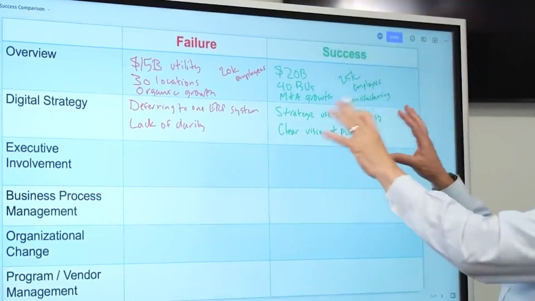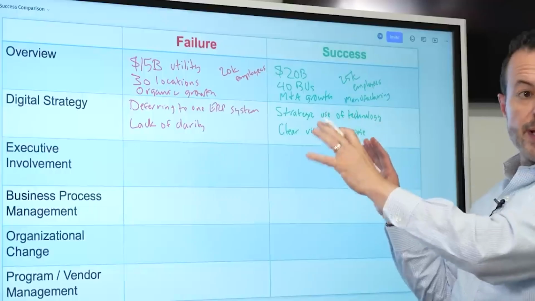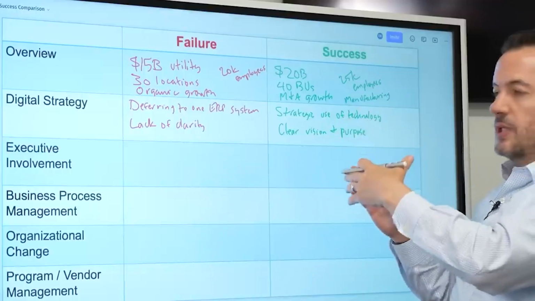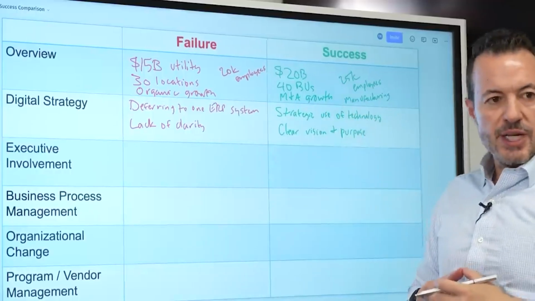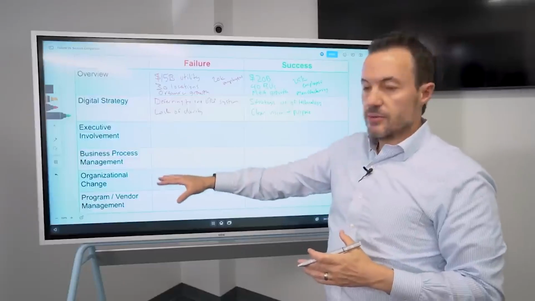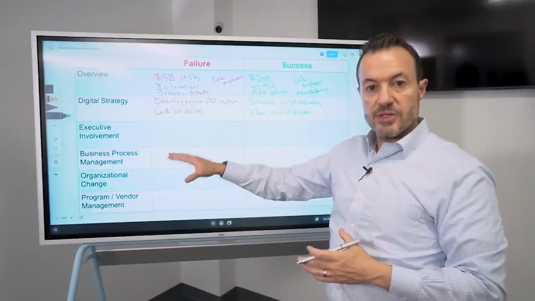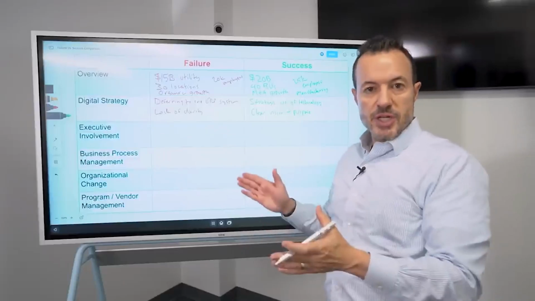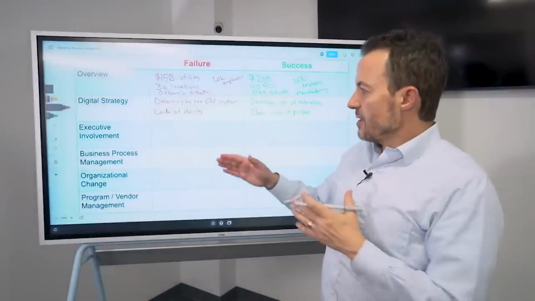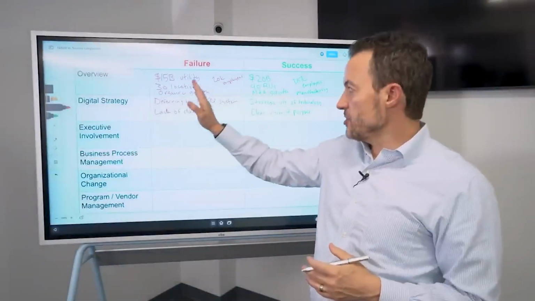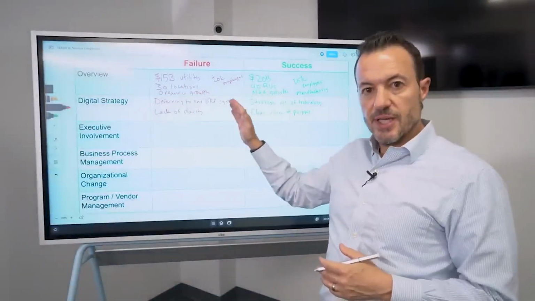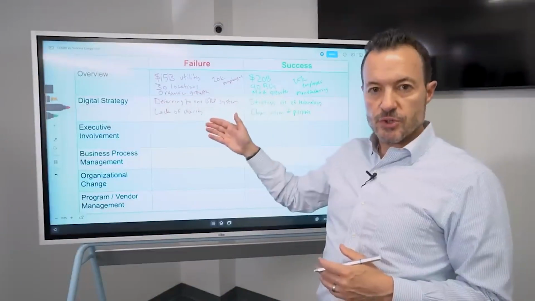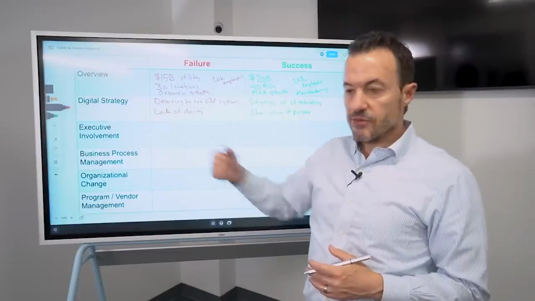So these two foundational differences are key reasons why one of these projects was successful and why one of them was a failure. And now I'll dive into some of the tactical things that happened within these strategies that further differentiated these two scenarios. So let's dive now into executive involvement. How did these two organizations act differently in their execution of the digital strategy as it relates to executive involvement?